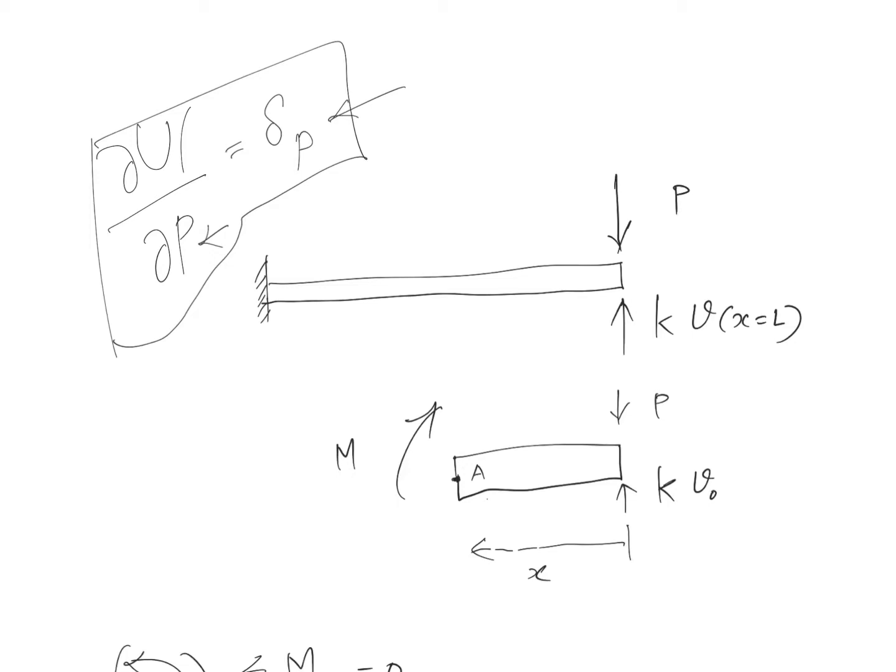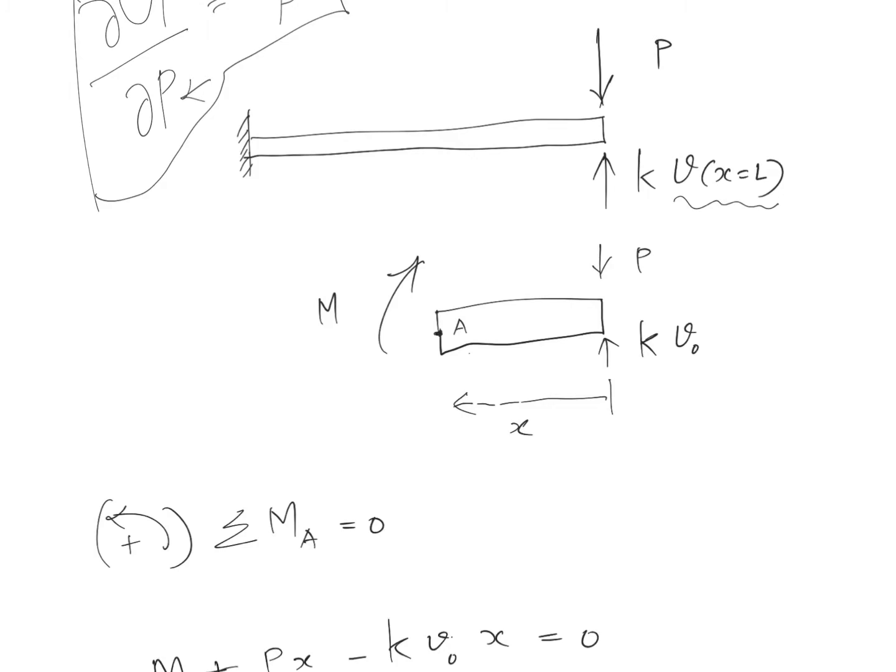Make sense? So what I've drawn over here is the free body diagram of the beam alone. There is a P, which is an external load, then there is a force K times the displacement at x equal to L. K is the stiffness of the spring, and V at x equal to L represents the displacement at x equal to L. Makes sense? So these are the two forces acting at the end of the beam.